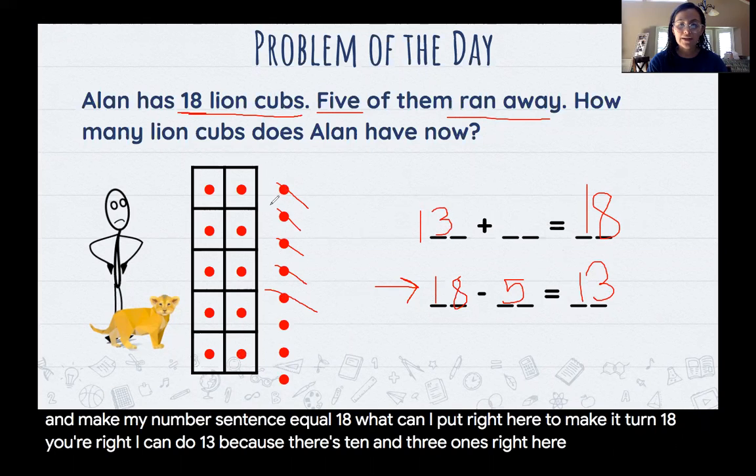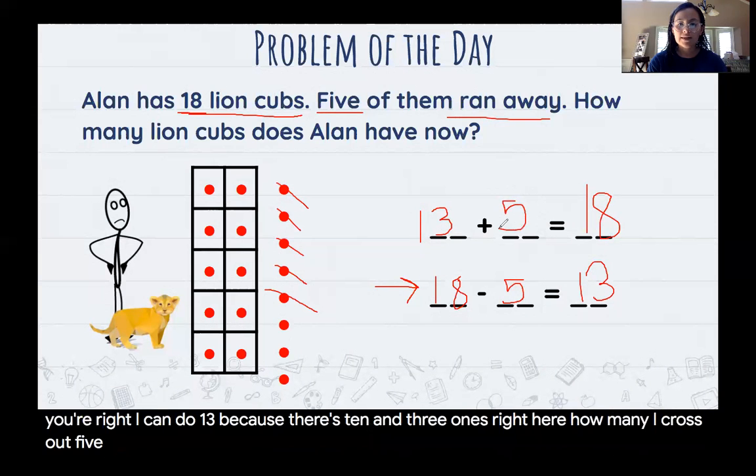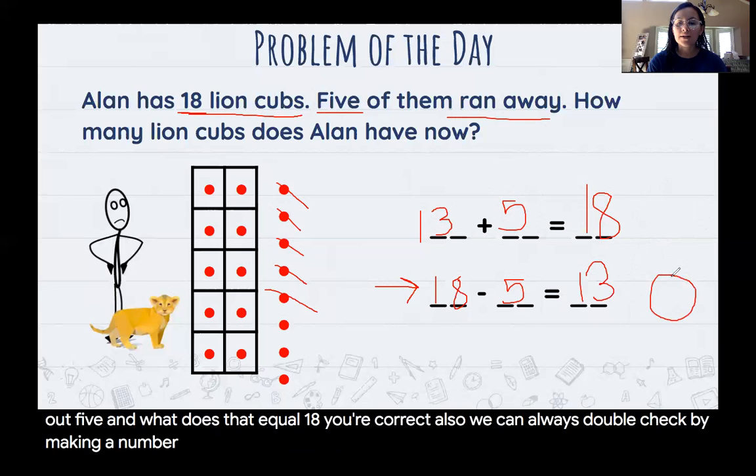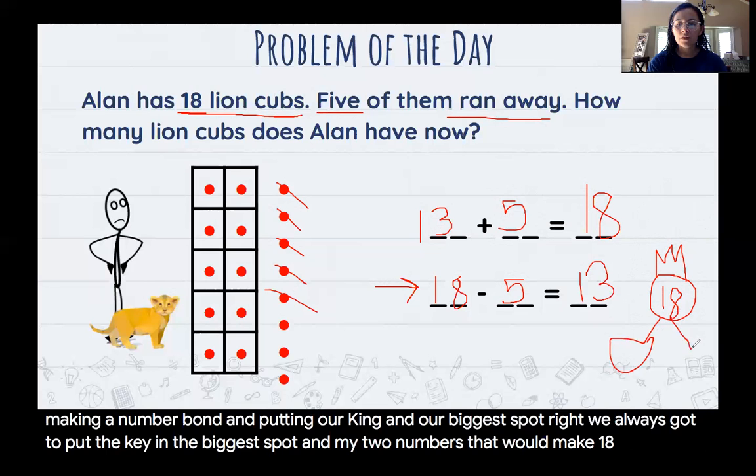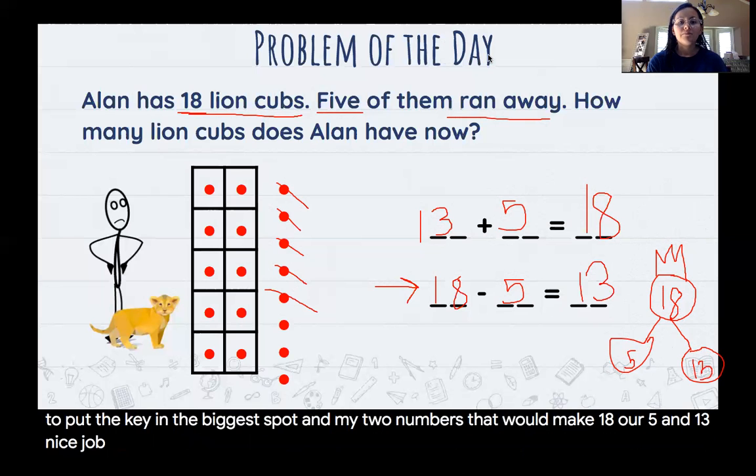plus, how many did I cross out? 5. And what does that equal? 18, you're correct. Also, we can always double check by making a number bond and putting our king in our biggest spot, right? We always gotta put the king in the biggest spot. And my 2 numbers that would make 18 are 5 and 13. Nice job. Sweet.